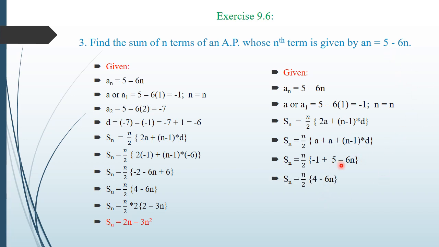Now, further simplifying this, Sn equal to n by 2 into 5 minus 1 is 4, minus 6n I'll keep as it is. Now I can take 2 common from this: n by 2 into 2 minus 3n, and this 2 gets cancelled out, and therefore again I'll get the same answer as the previous one, that is Sn equal to 2n minus 3n square. Hope you understood what modification we made here, and that is how we have reduced 2 steps, that is calculating a2 and d.